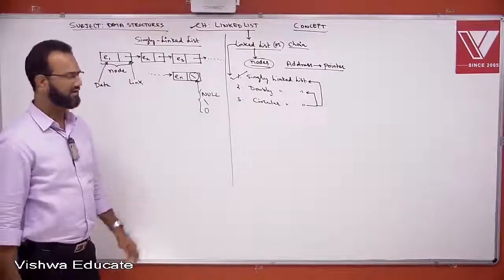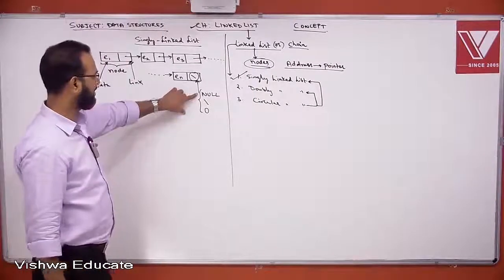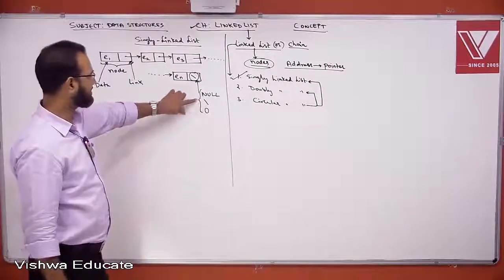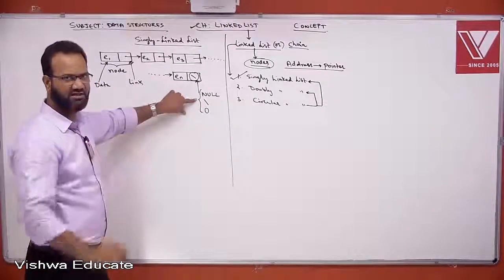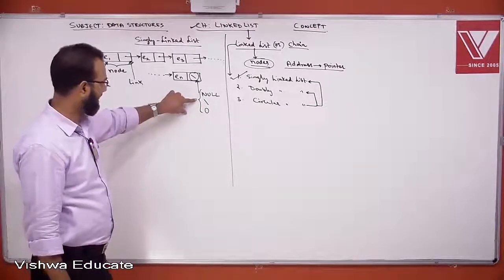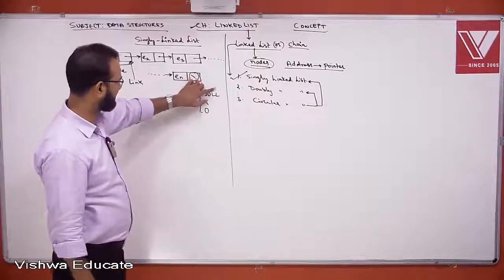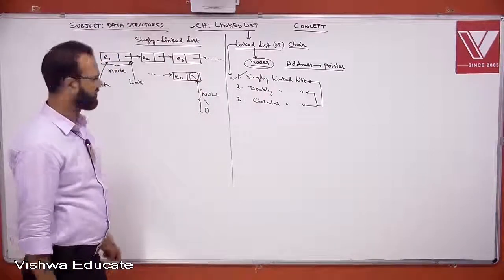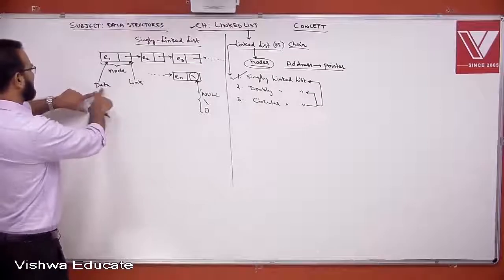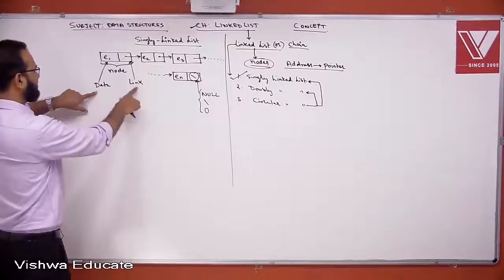Programmatically, if you are doing it, you can specify with null or with 0. This slash is just for your usual representation, not for your programming purpose. For programming, either you have to specify null or you can specify 0. Every node structure consists of two parts.